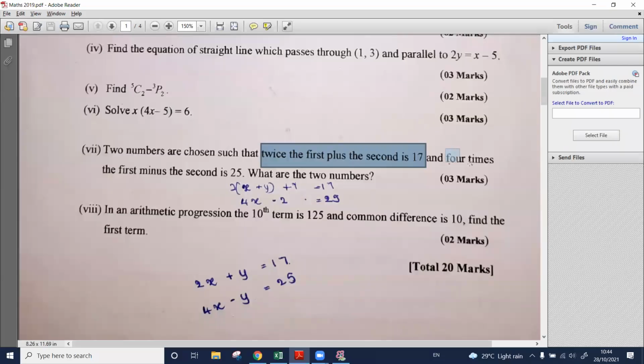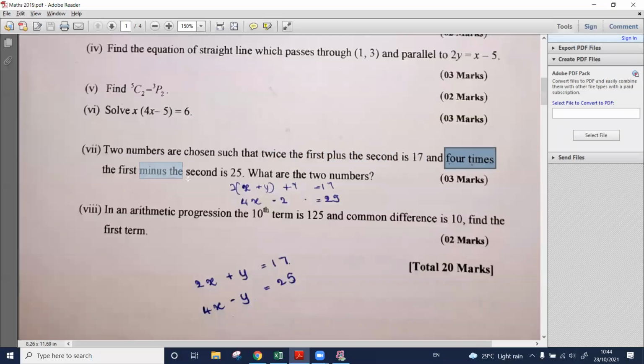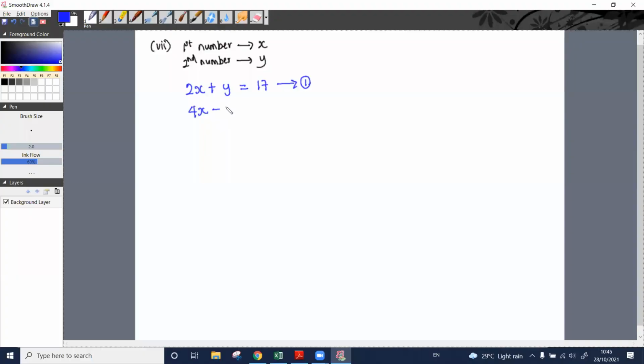Then 4 times the first. 4 times the first means 4x. 4 times the first minus the second is 25. This is the second equation. So we need to solve this.